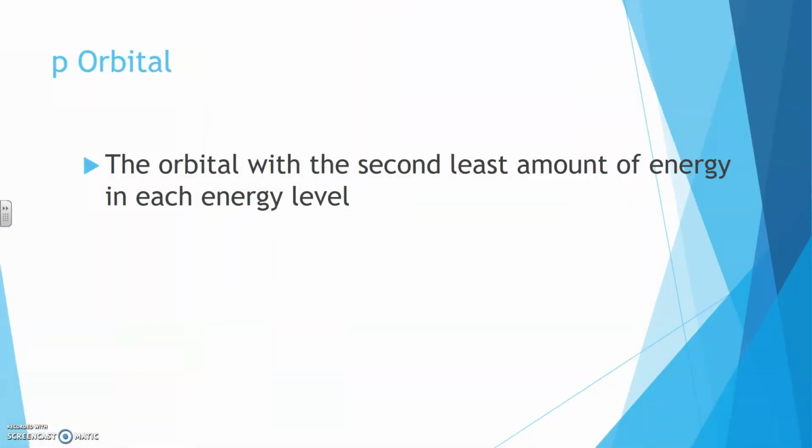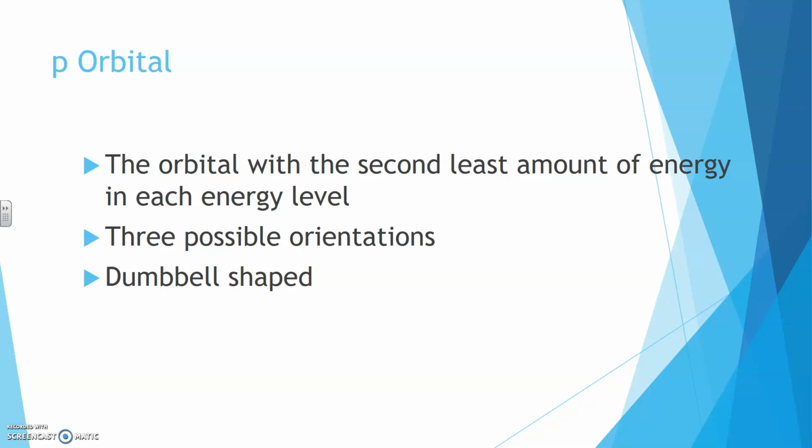All right, moving along, we have our p orbitals. P orbitals have the second least amount of energy in each energy level. Electrons will first go into the s orbital, and then if there are more electrons, they will go into the p orbitals because it contains more energy. There are 3 possible orientations. Each orientation can hold up to 2 electrons, so a p orbital can hold 6 total electrons.